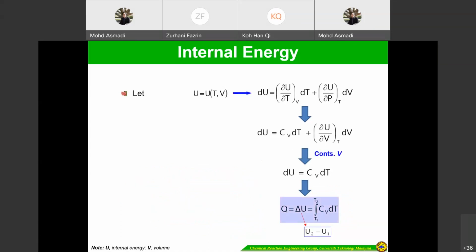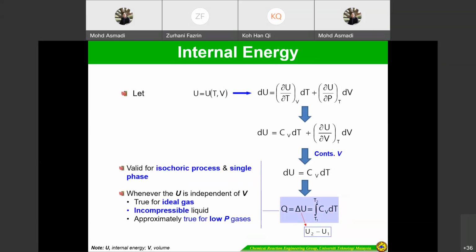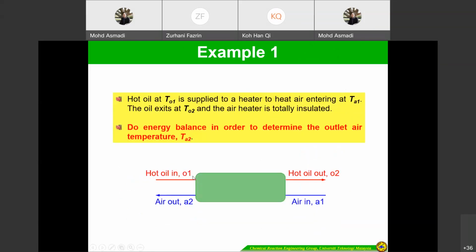Okay, but this one is for the internal energy. Almost similar. Only this one we change in terms of CV and also delta U. Okay. Is it clear? Also for ideal gas and incompressible liquid. Okay, so let's see this one.